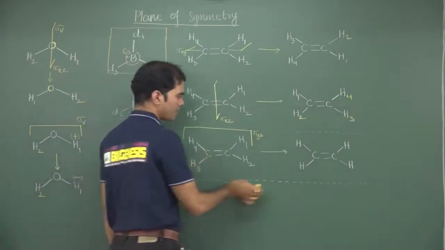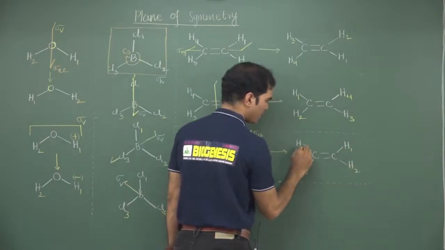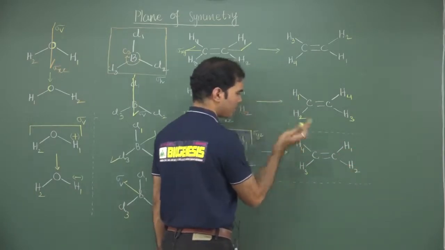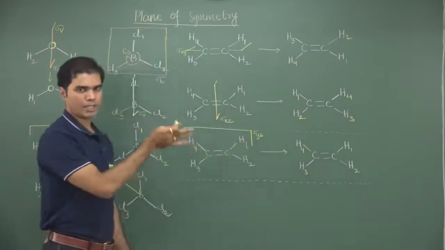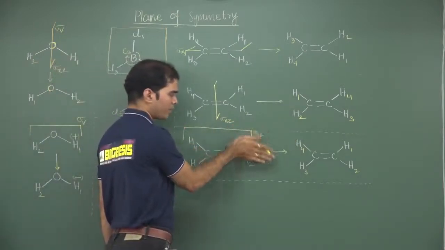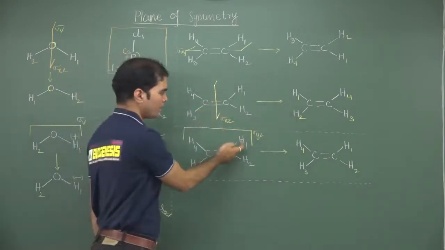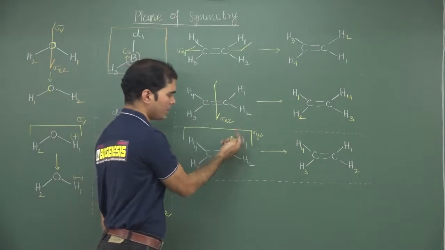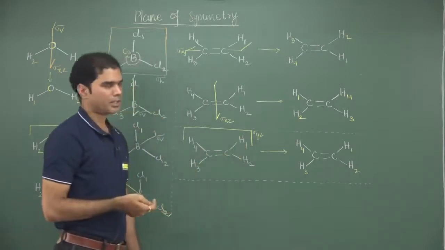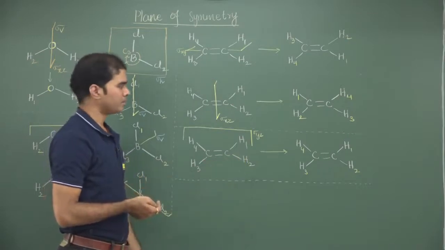In the third case, it is passing through the atoms, therefore every atom will be in its position, but within the atom there is a shift. Front half and back half will get reflected. So the front half of hydrogen 1 will be reflected into the back half of hydrogen 1. They do not exchange with any other hydrogen, but within each atom there is an exchange. So these are the three different planes that ethylene has.